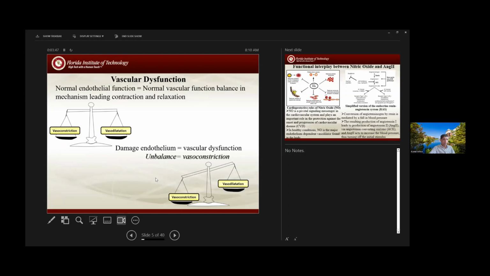So why do we focus on these applications? I'm focusing on cardiovascular applications because in normal endothelial function, your vascular function balance mechanism is balanced, leading to contraction and relaxation. When there is a dysfunction, there is a disbalance between vasodilation and vasoconstriction. That's the problem which happens during cardiovascular disease.